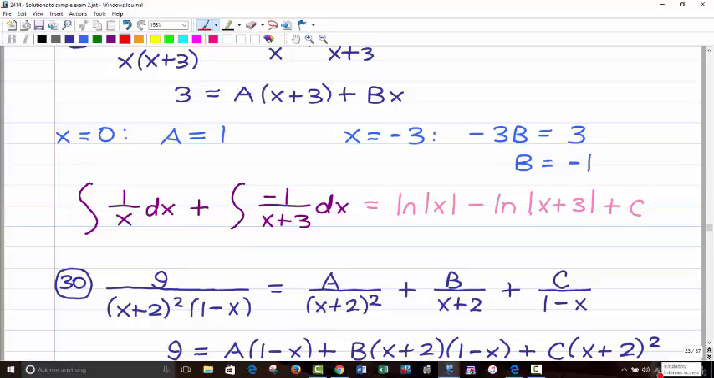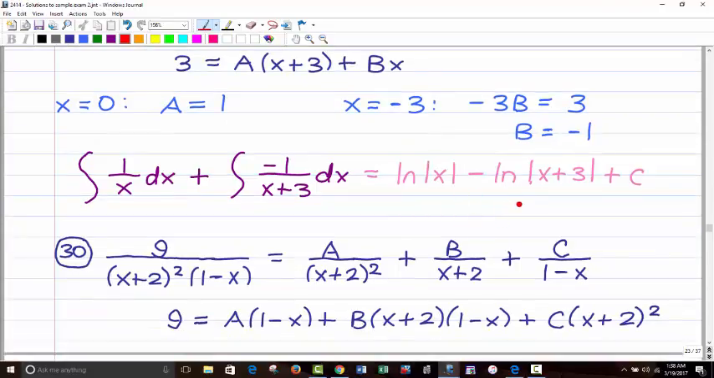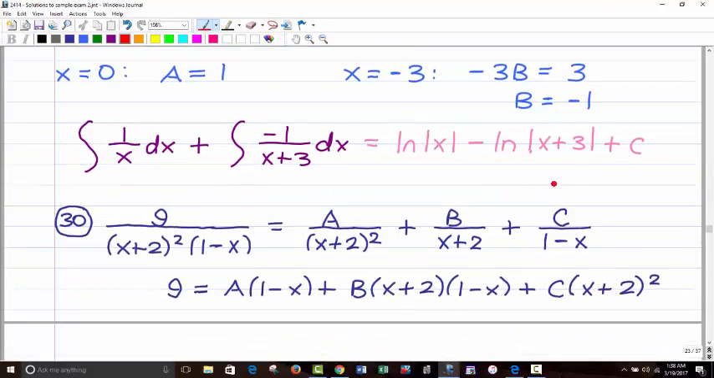And so the first one's easy enough, natural log of x, and this will be minus natural log of x plus 3. So that one was surprisingly easy compared to the others. Probably should have had it first. Oh well.